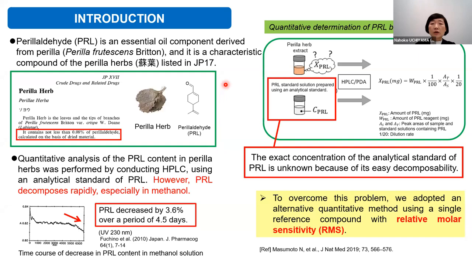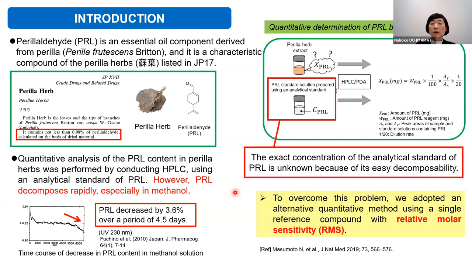Peraldehyde, PRL, is an essential oil component derived from perilla, and it is a characteristic compound of the perilla herb listed in JP17. Quantitative analysis of the PRL content in perilla herbs was performed by conducting HPLC using an analytical standard of PRL. However, PRL decomposes rapidly, especially in methanol. Therefore, the exact concentration of the analytical standard of PRL is unknown because of its easy decomposability.